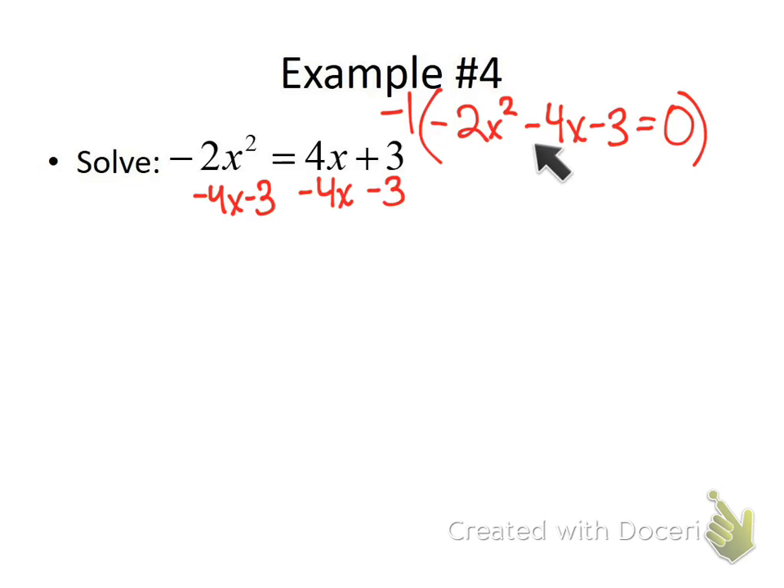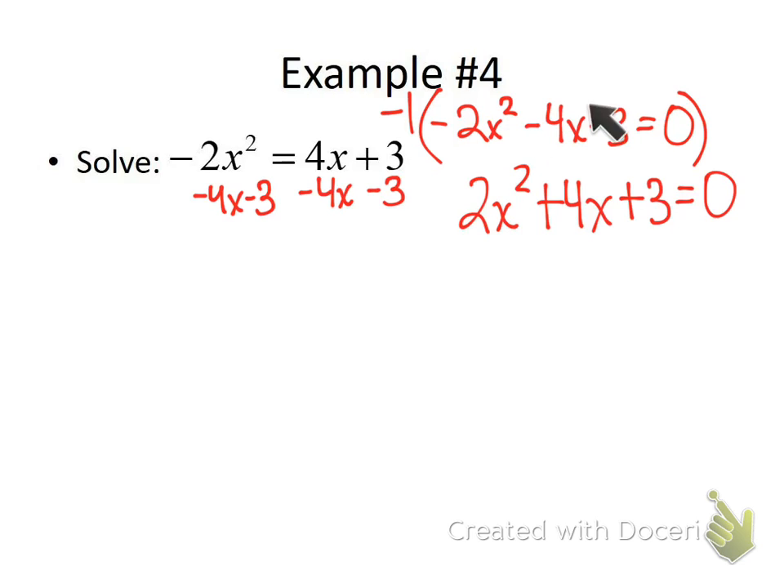But if you don't want to have to keep track of all those negatives and you want to use positive 2x squared plus 4x plus 3 equals 0, you can. Because we multiplied both sides of the equation by the negative 1, it's a valid math move. We did it to both sides of the equation. It's just that multiplying 0 by something doesn't change it. All right, let's plug in a, b, and c and see what we come up with.